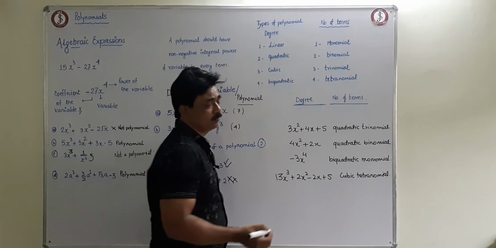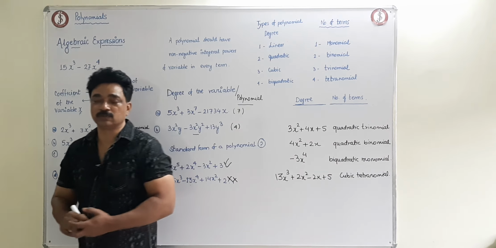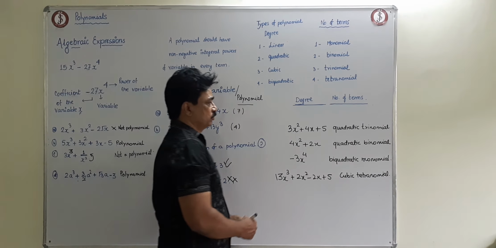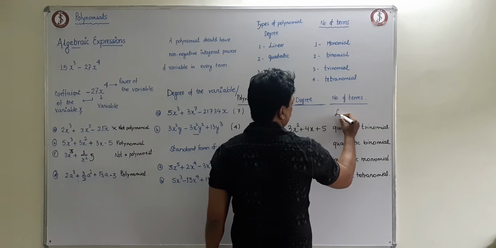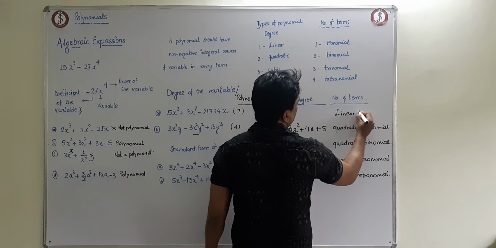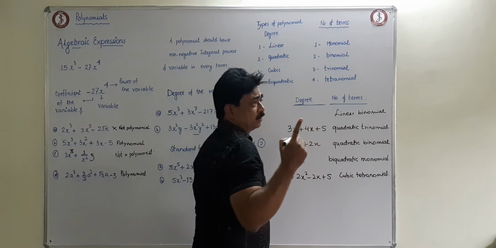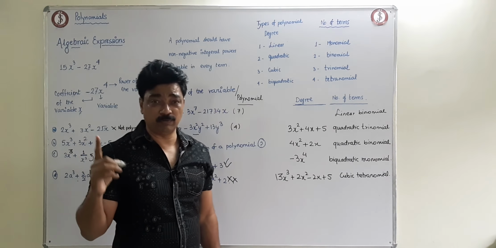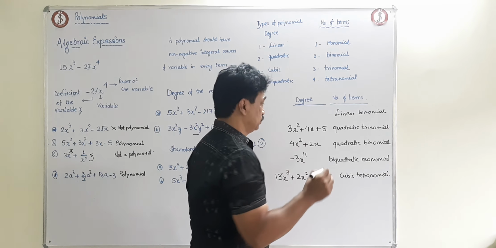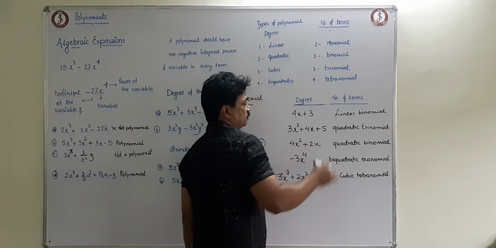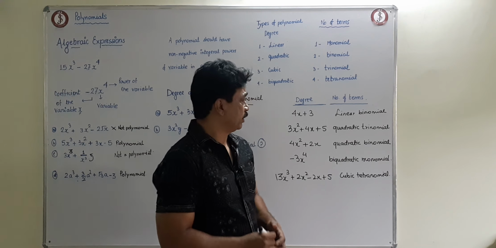When we learn to code, we should also learn to decode things in math. Suppose somebody asks you to write a linear binomial. I should know the maximum power of the variable should be 1, and there should be 2 terms. So 4x plus 3. This is a linear binomial.